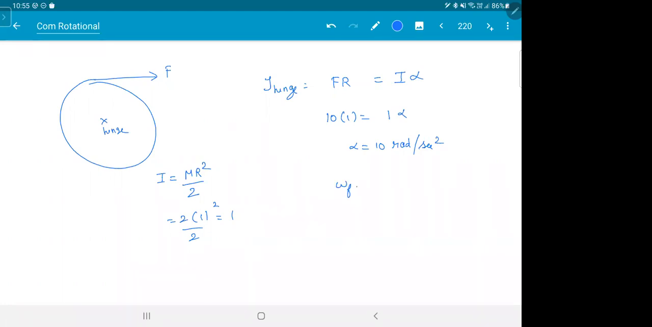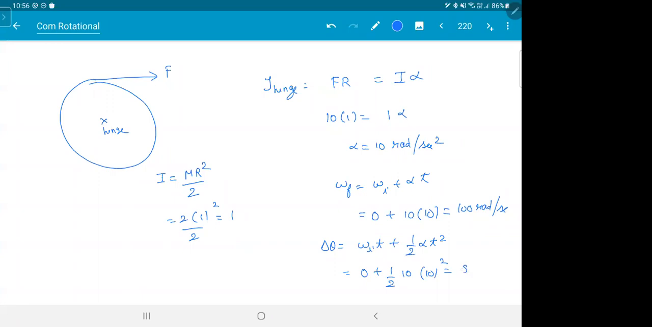Then what is omega final? Omega initial plus alpha t, circular motion. Omega initial is 0, alpha is 10, and this is 10 seconds. So 100 radian per second. What is the angle rotated? Omega initial into time plus half alpha t square. We have done this in kinematics, circular motion. 0, half, alpha was 10 and 10 square. 500 radians. Put it down.